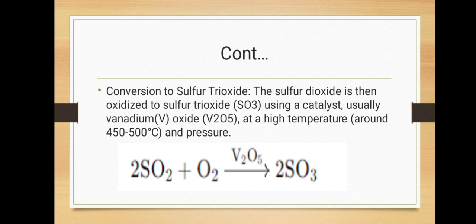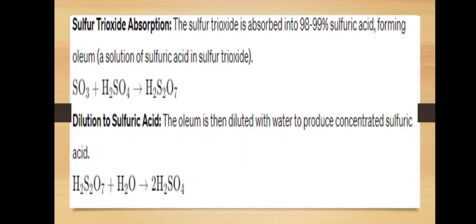The next step is sulfur trioxide absorption. The sulfur trioxide is absorbed into 98 to 99% sulfuric acid, forming oleum, that is the solution of sulfur trioxide in sulfuric acid. SO3 plus H2SO4 gives H2S2O7. Dilution to sulfuric acid is our next step.